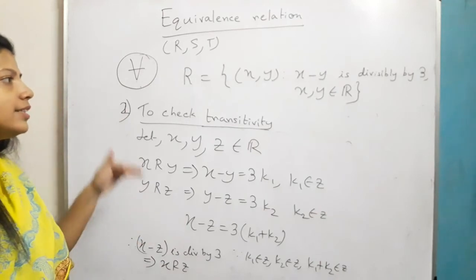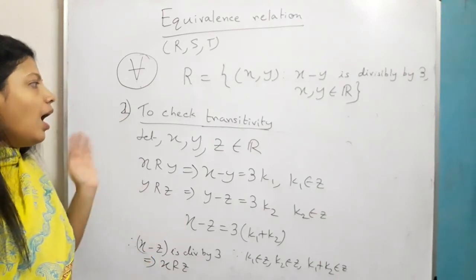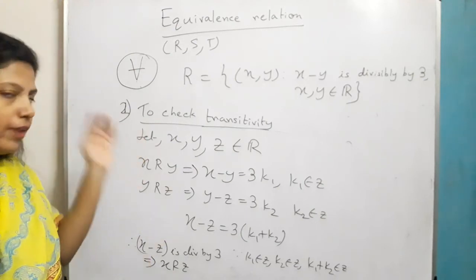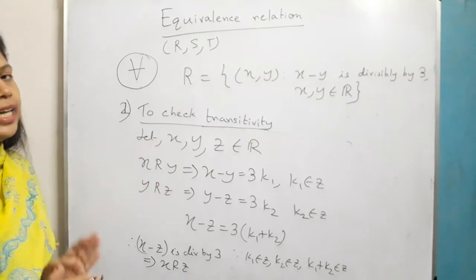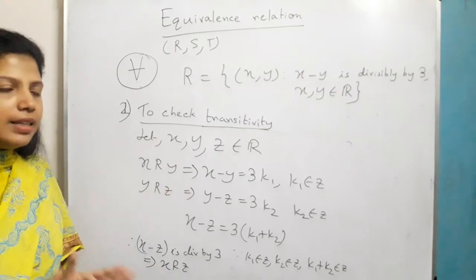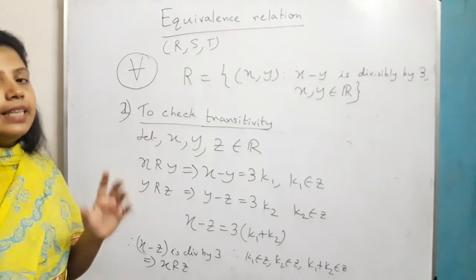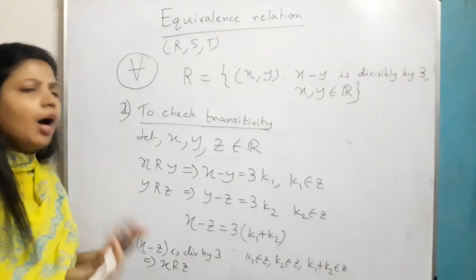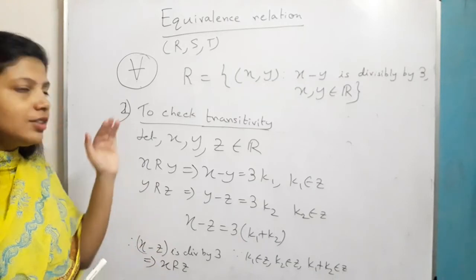And after these 3 conditions, at last you will write, since R is true for symmetricity, reflexivity and transitivity, therefore R is an equivalence relation. Means if these 3 hold, then I can say that R is equivalence relation. So whenever any sum will be given to you to check equivalence, you will prove these 3.